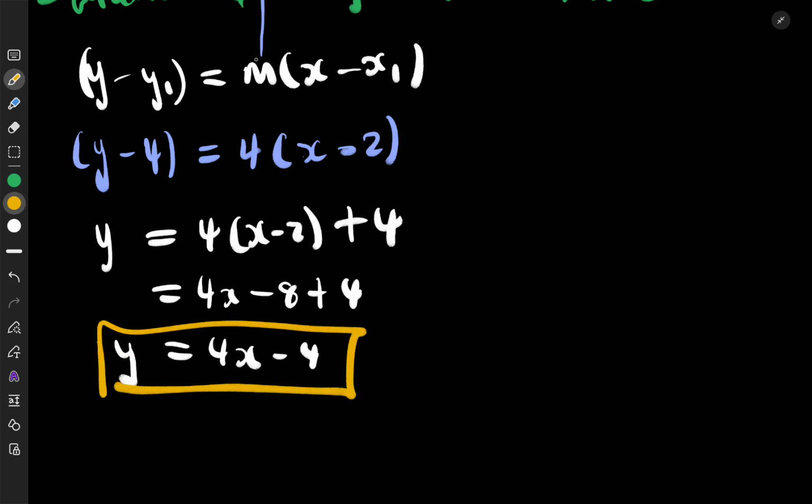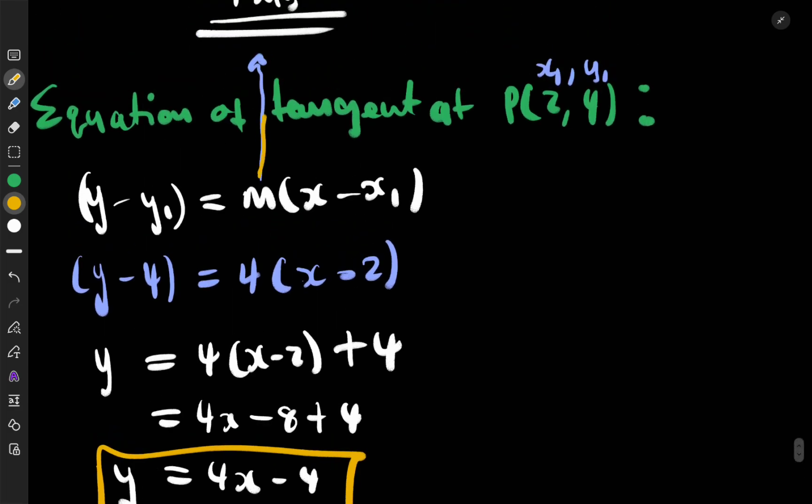Just remember that m you get from the answer. The instantaneous rate of change is going to be the slope of the tangent, which is m. Then x1 and y1 is the point at which the tangent is being taken. Once you do this, you are done, and that is it.